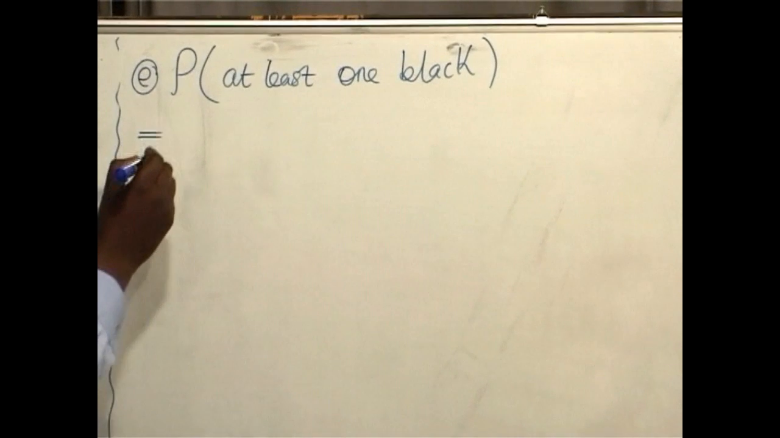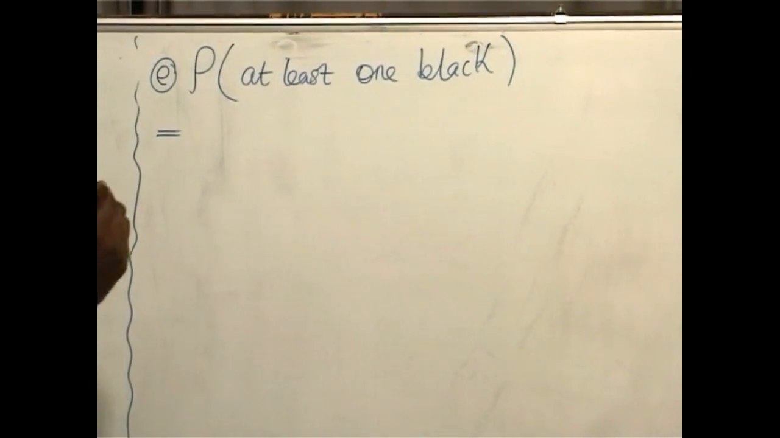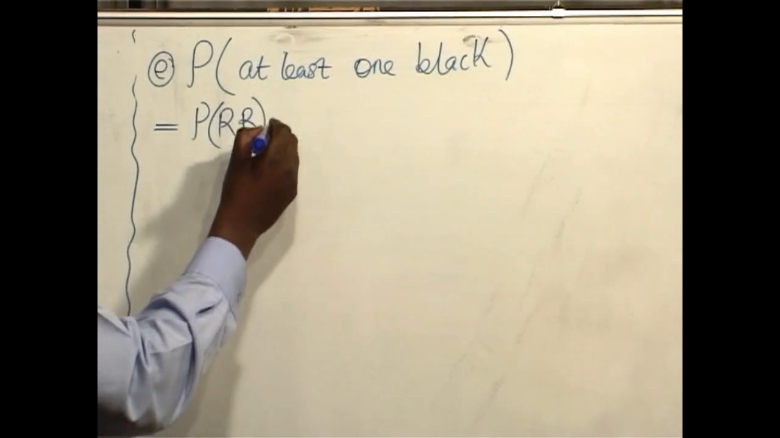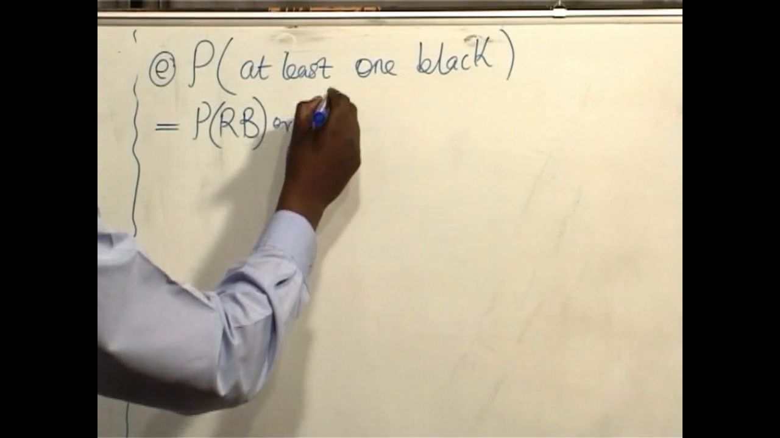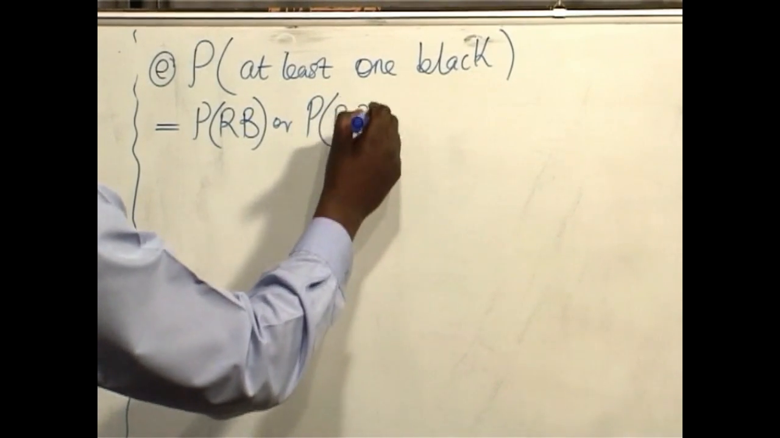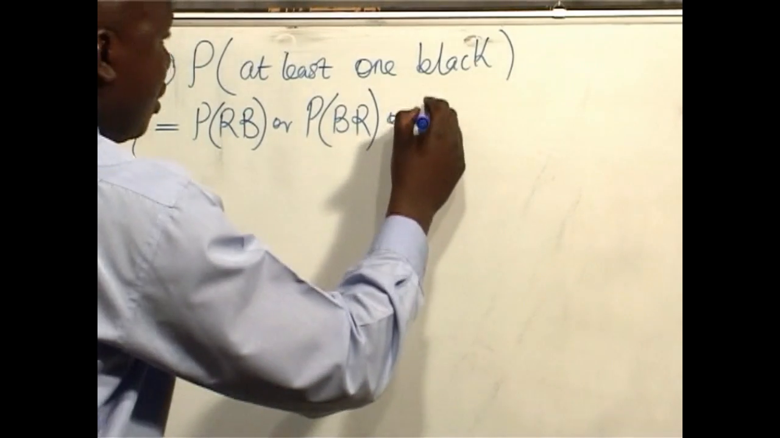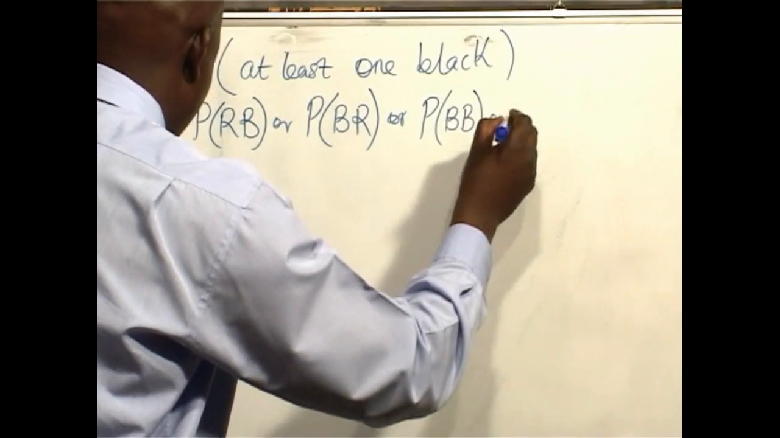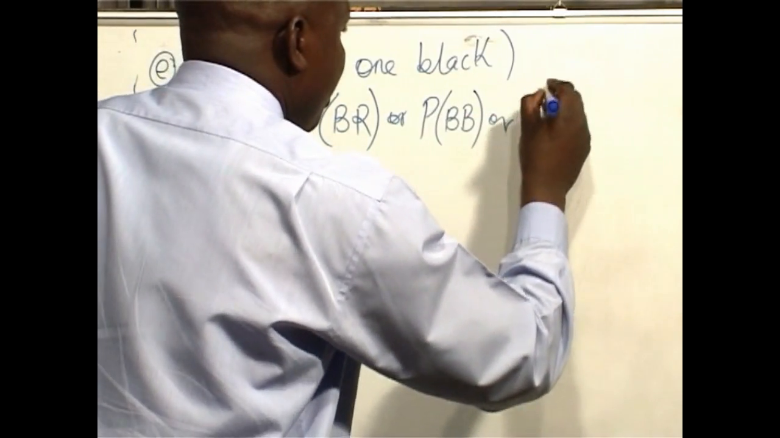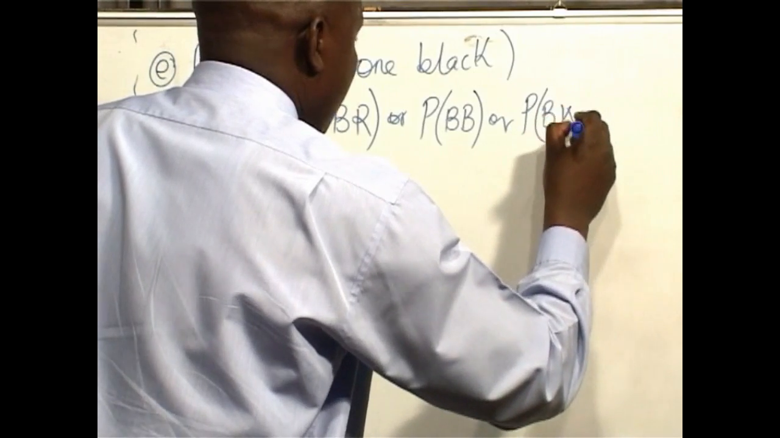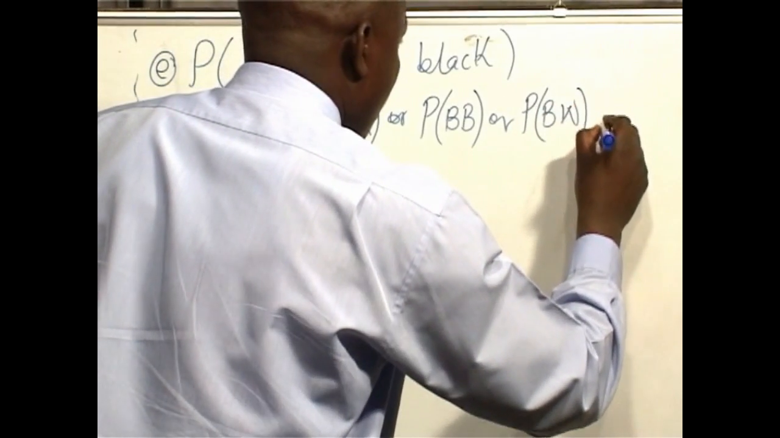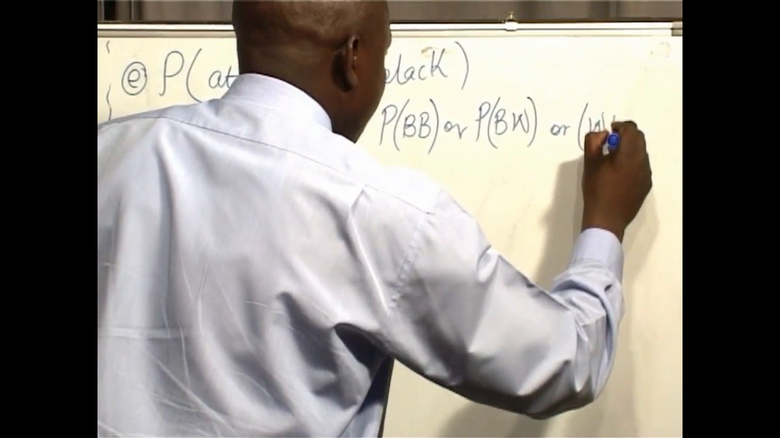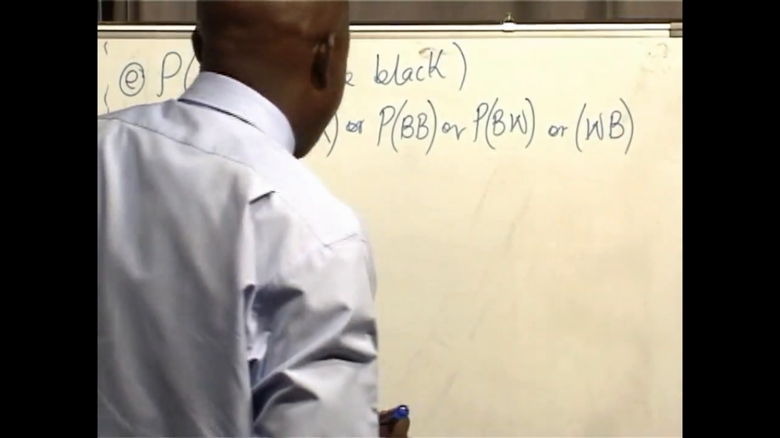And the possible combinations as identified earlier on are the probability red-black, or the probability black-red, or the probability black-black, or the probability black-white, or the probability of having white and black.